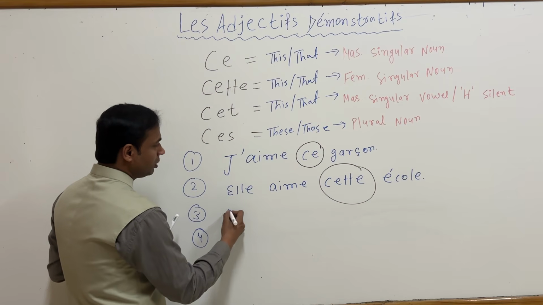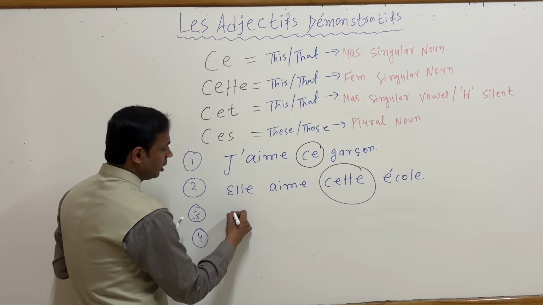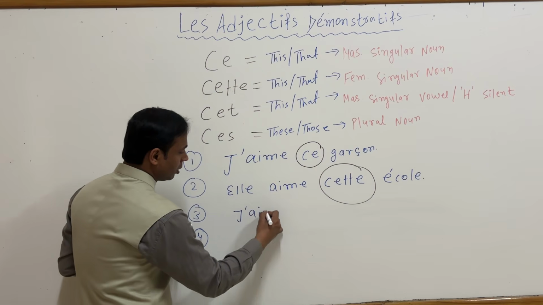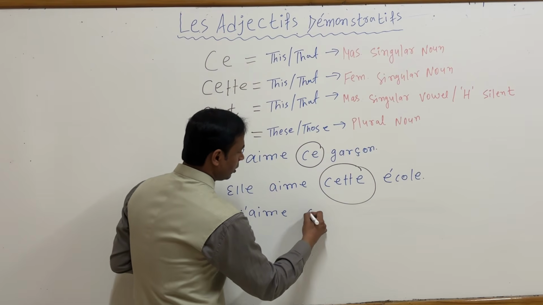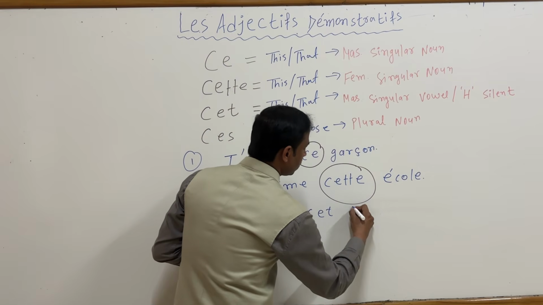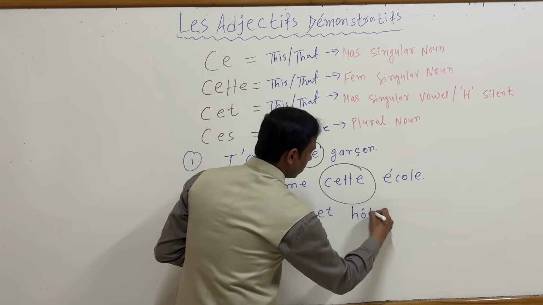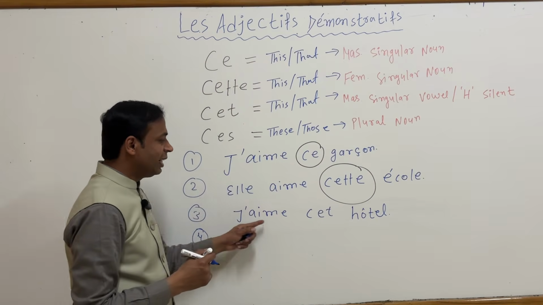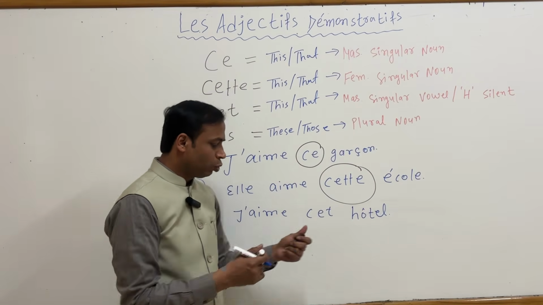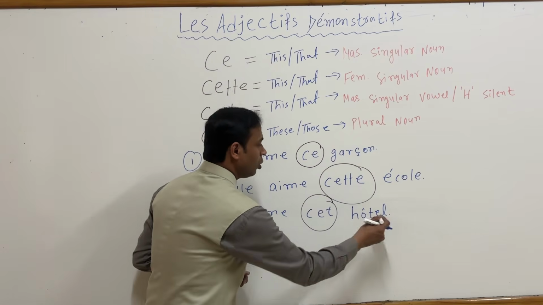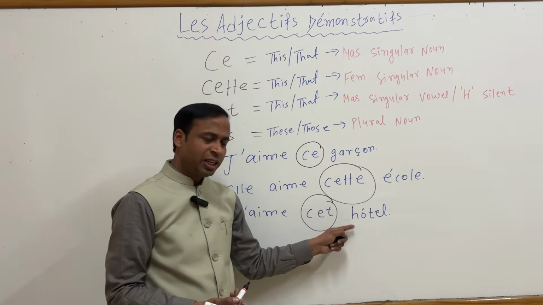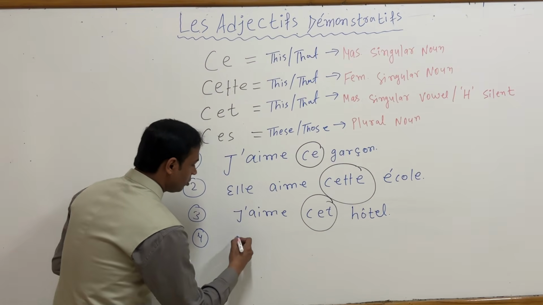Maybe some other examples. For example, j'aime cet hôtel. I like this hotel, okay. J'aime cet hôtel. So why am I using cet? Because hôtel is a masculine singular noun plus H is silent, okay.